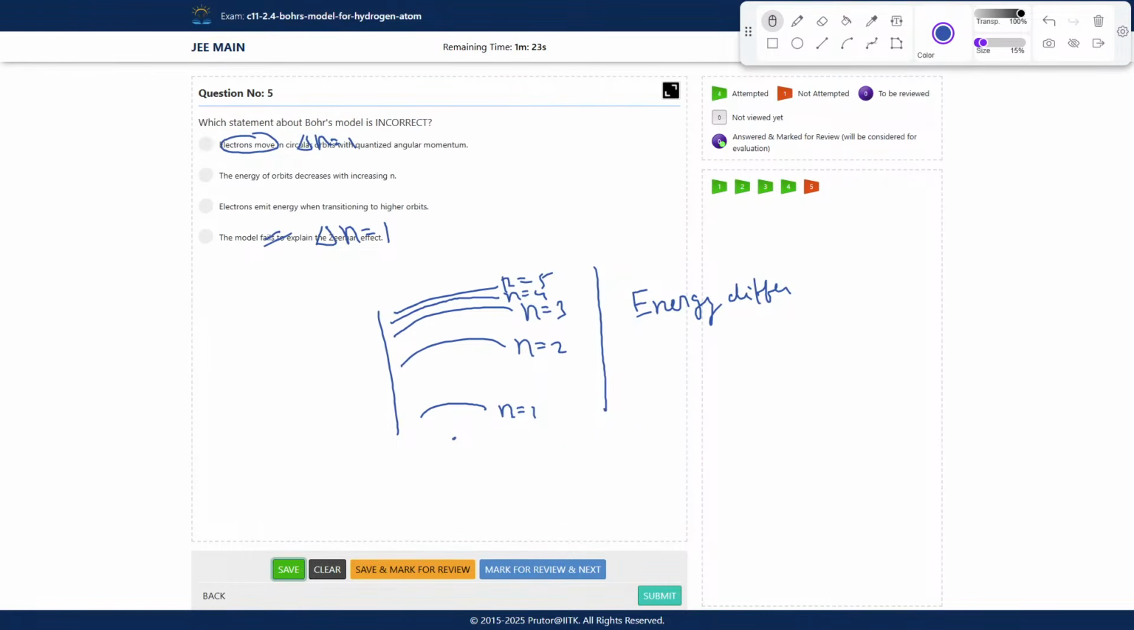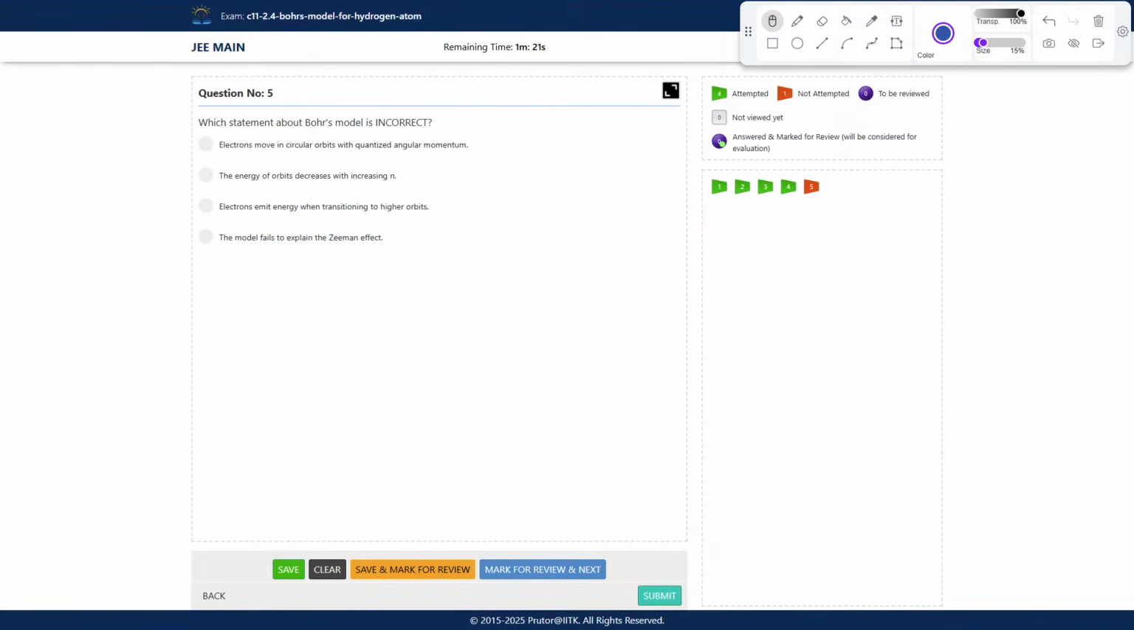Now the last question. In this one, which statement about Bohr's model is incorrect? There are 4 statements given. First, electrons move in circular orbits with quantized angular momentum. Second, the energy of orbits decreases with increasing n. Third, electrons emit energy when transitioning to a higher orbit. And fourth, the model fails to explain the Zeeman effect. I have not talked about the Zeeman effect, but still you can observe which is incorrect.